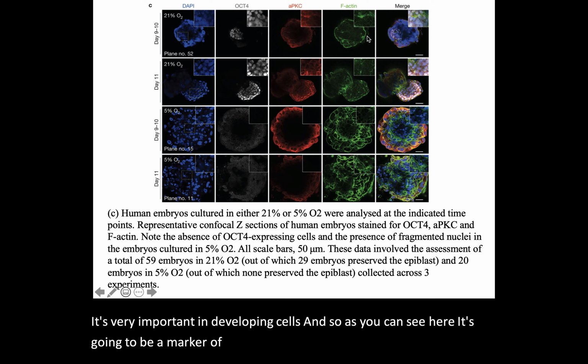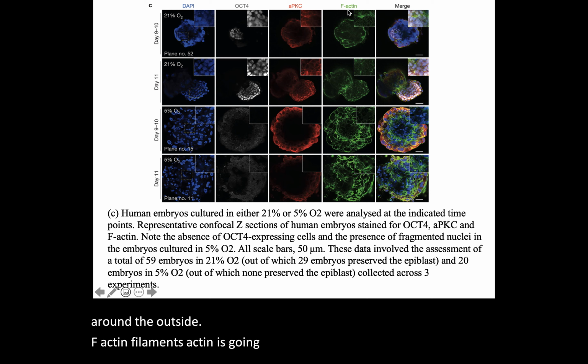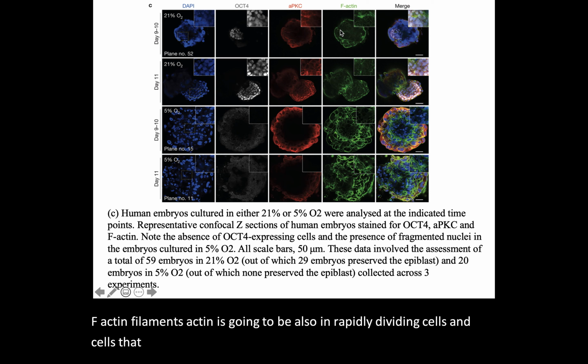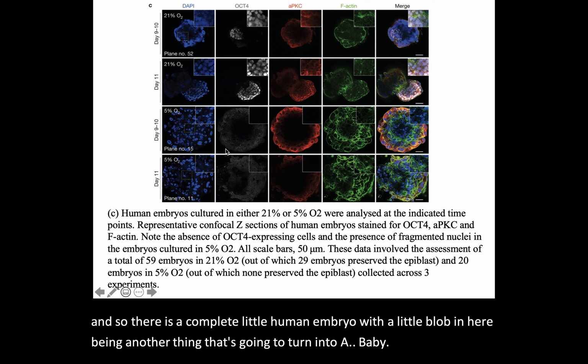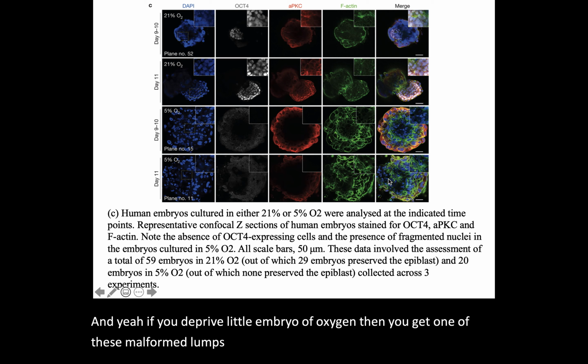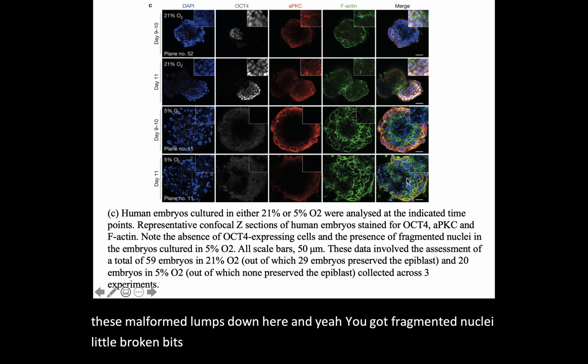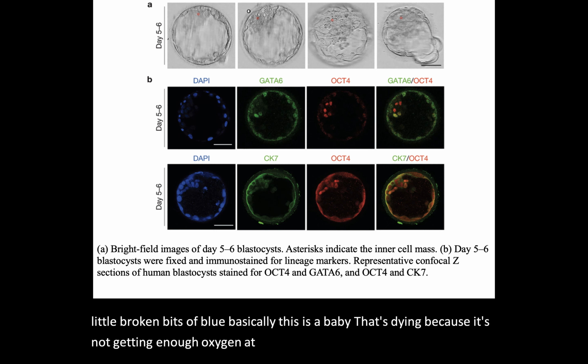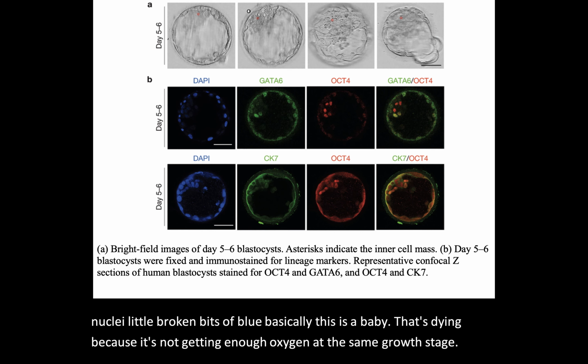F-actin, filamentous actin, is going to be also in rapidly dividing cells and cells that have sort of a stronger cytoskeleton. And so you can see, once again, there's a lot of F-actin that's forming around the edge. And so again, this is our equivalent of the eggshell that our little baby's going to grow in. And so there's a complete little human embryo with a little blob in here being the thing that's going to turn into a baby. And if you deprive the little embryo of oxygen, then you get one of these malformed lumps down here. And you've got fragmented nuclei, little broken bits of blue. Basically, this is a baby that's dying because it's not getting enough oxygen at the same growth stage. Okay, so it takes a lot of oxygen to keep the baby going.